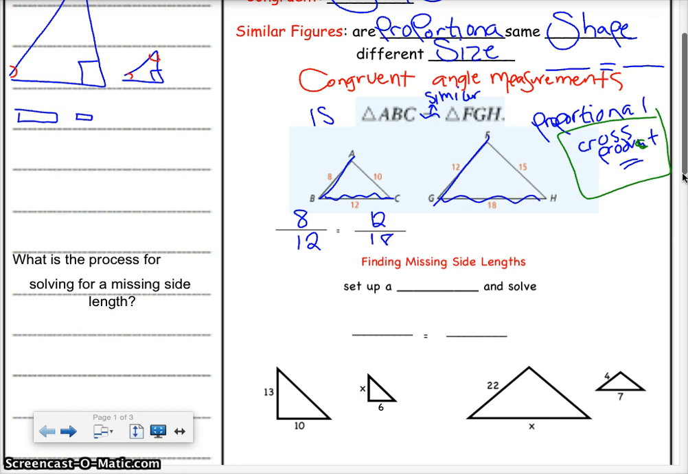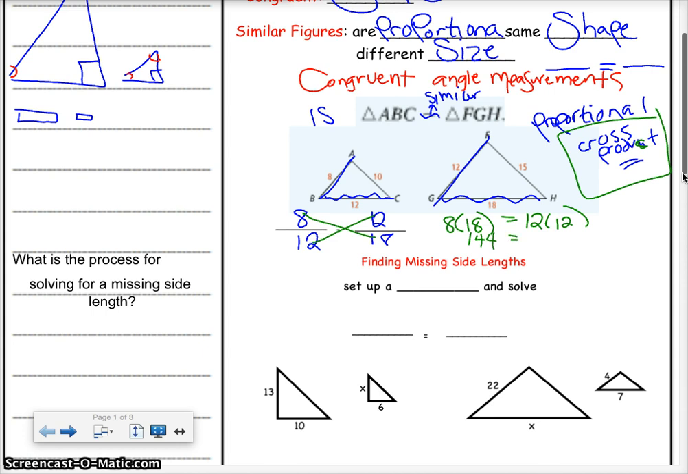So I create a proportion and I check to see, well, is it really a proportion? And that's what we did in the first part of 6b. So does 8 times 18 equal 12 times 12? Yes.